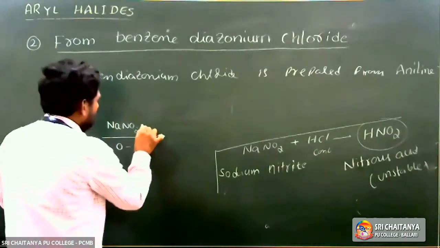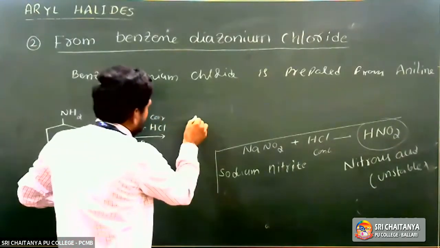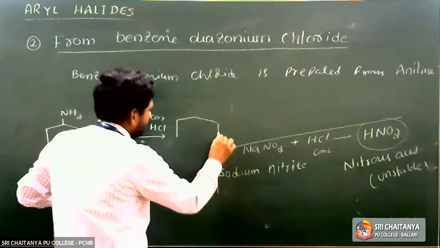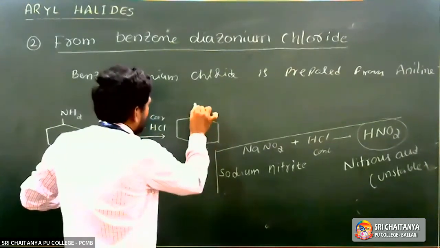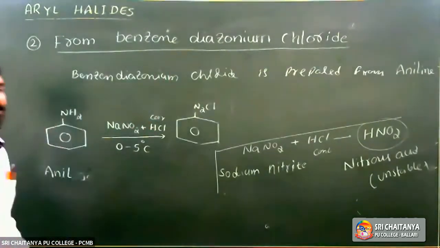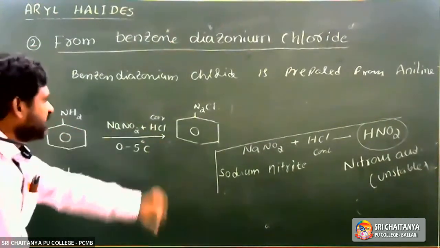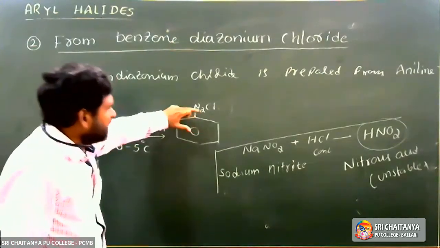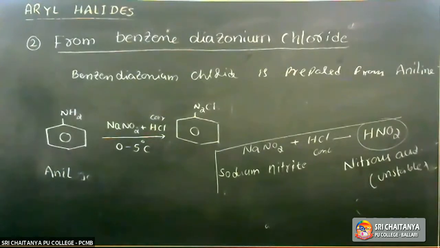So NaNO2 plus concentrated HCl forms benzene diazonium chloride. It is the benzene ring attached to N2Cl. That is the formula. What is the formula for benzene diazonium chloride? C6H5 is phenyl, attached to N2Cl. So it is called benzene diazonium chloride.